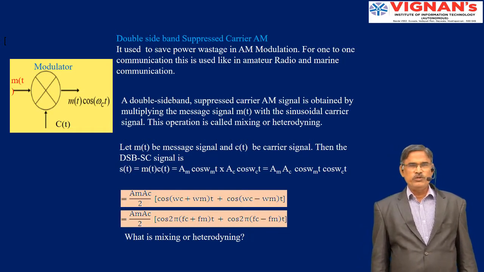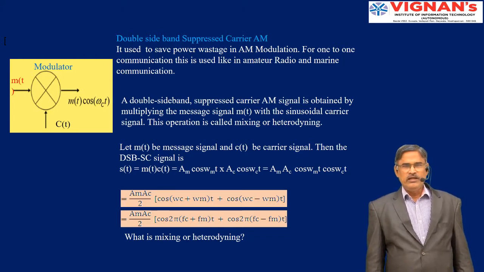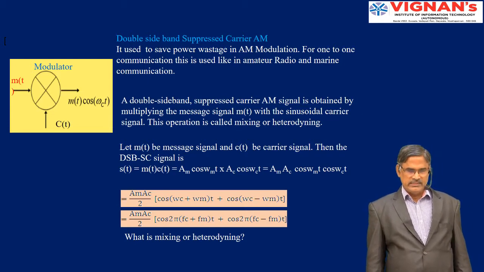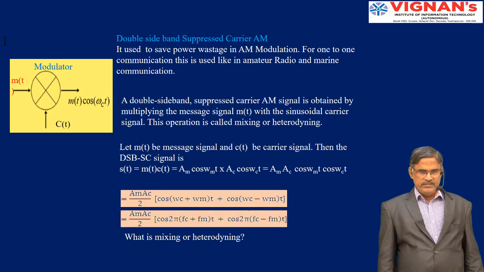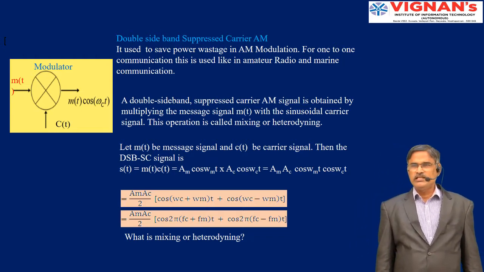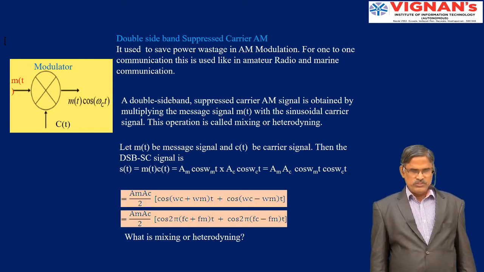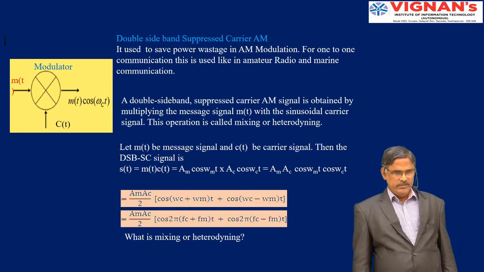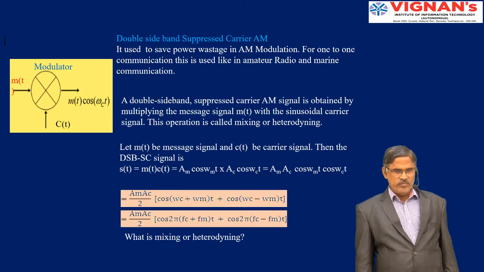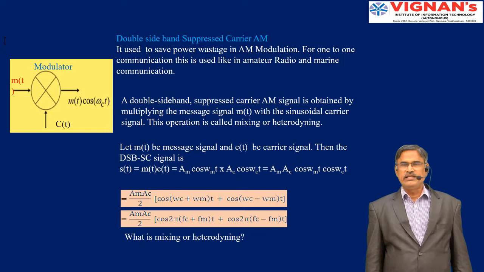The signal is produced by multiplying the message signal with a carrier signal. The carrier signal is a sinusoidal signal. On the left hand side, you are seeing the modulator, double sideband suppressed carrier modulator. It is indicated by a multiplier. Two inputs are given, m(t) and c(t). m(t) is message signal and c(t) is carrier signal. If c(t) is cos omega c t, then the modulator output is m(t) cos omega c t.